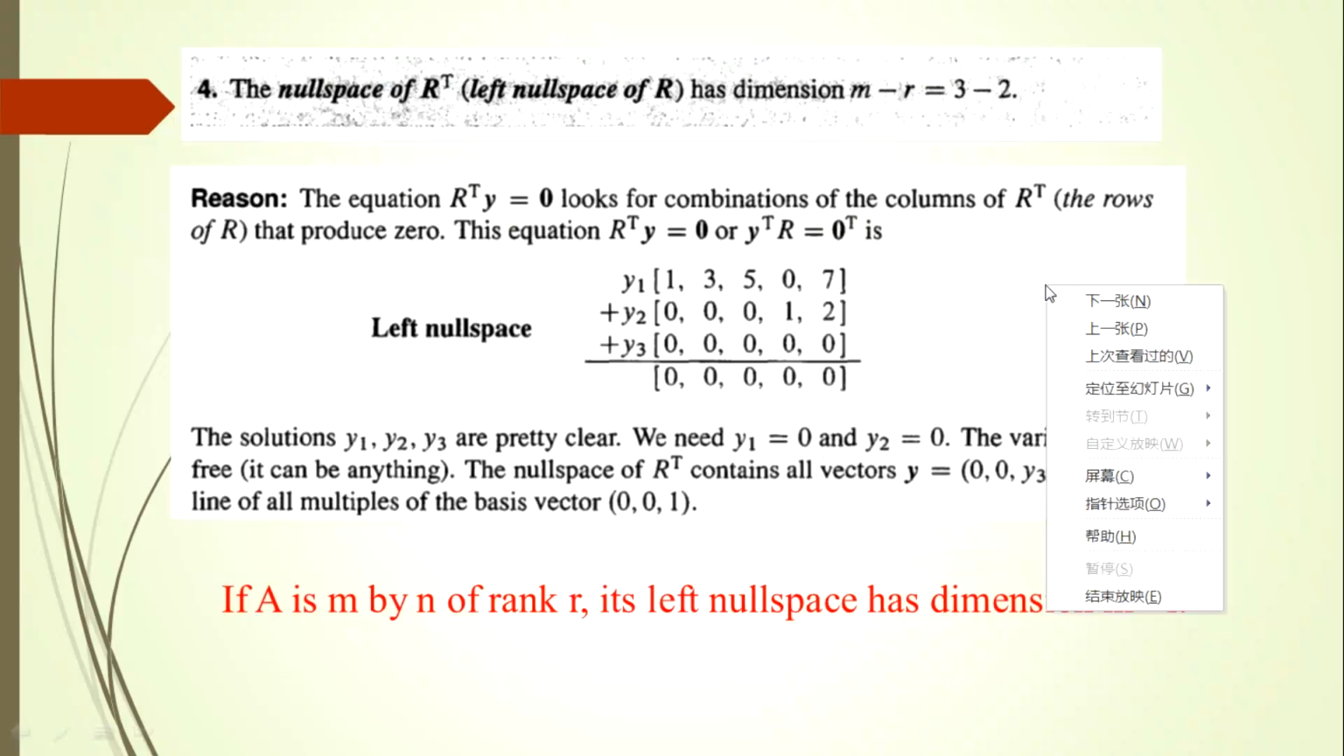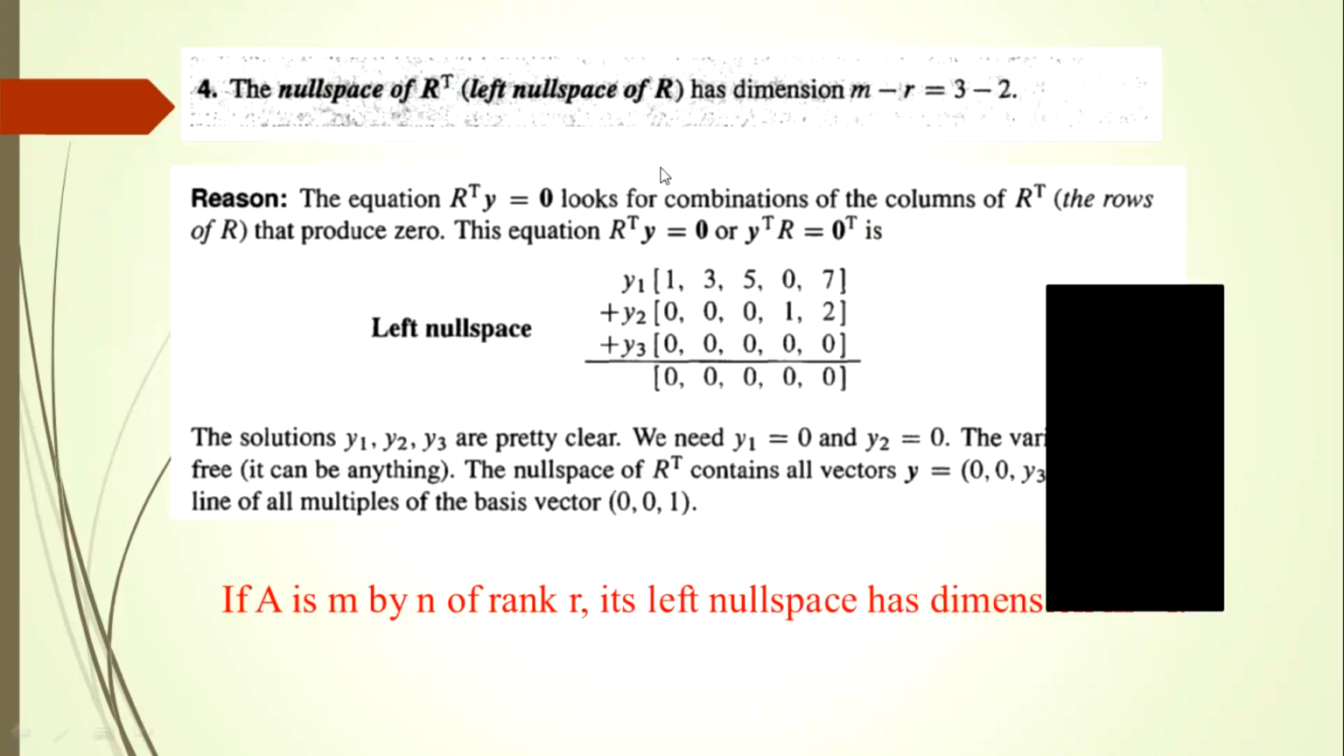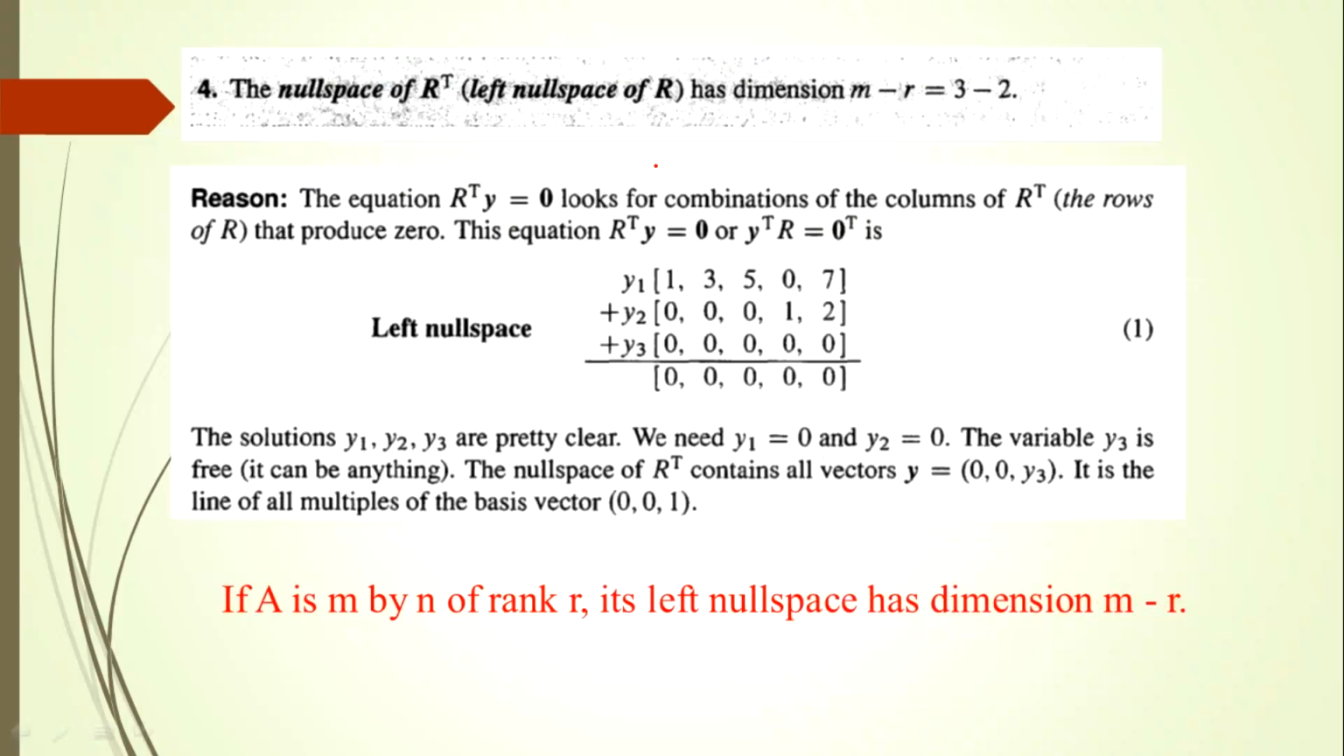Now let's look at the last one, the left null space. How can we define the left null space? That will be all the solutions to the linear system R transpose y equals the 0 vector. We use y to denote the solutions in the left null space. And it's the same as using A transpose y, right? Now let me explain the R transpose y.